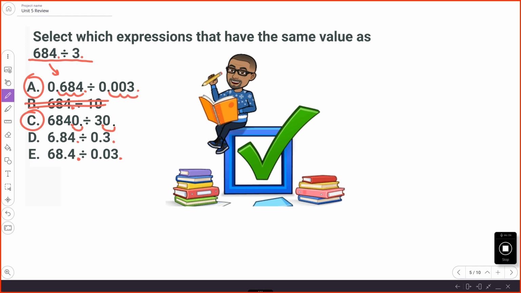Okay? See, we haven't done any math. We haven't done any calculations. We're just placing decimals. That's what they want you to do. They just want you to mess with the decimals.